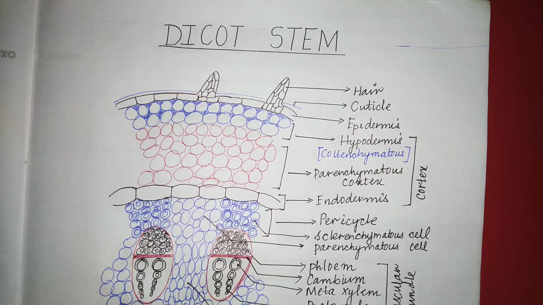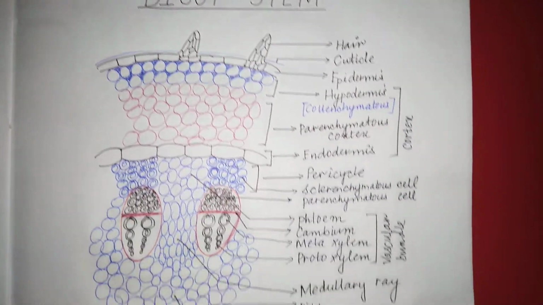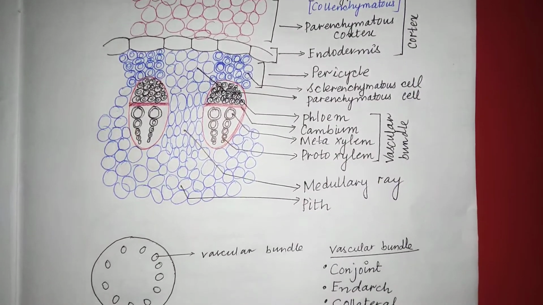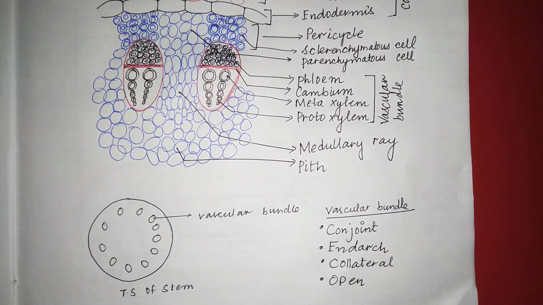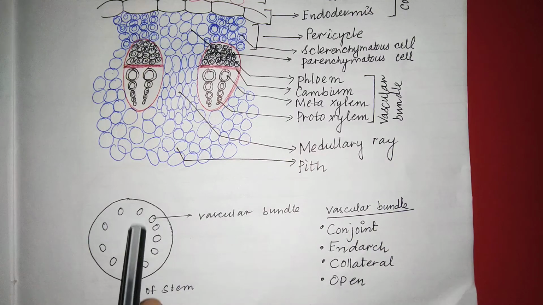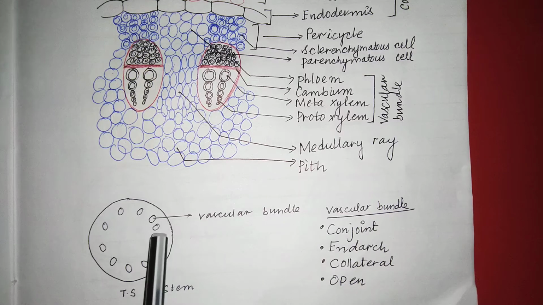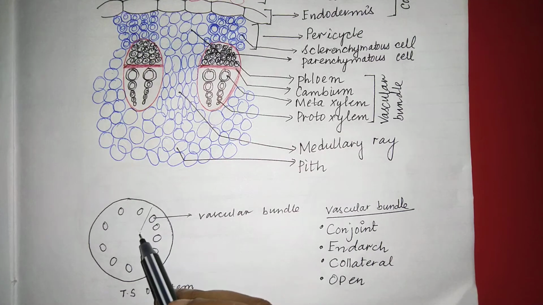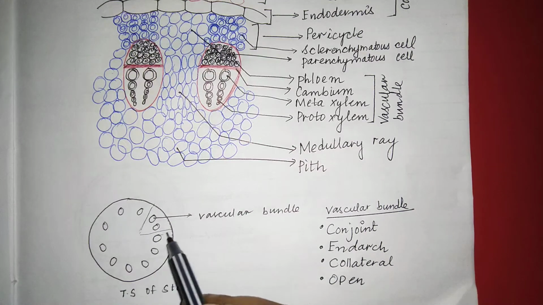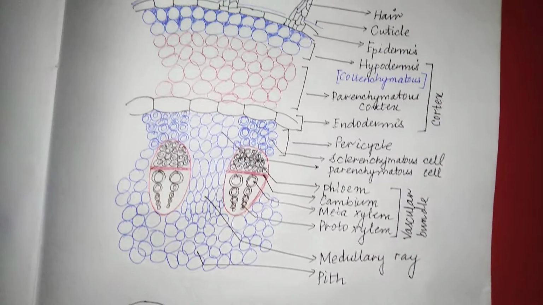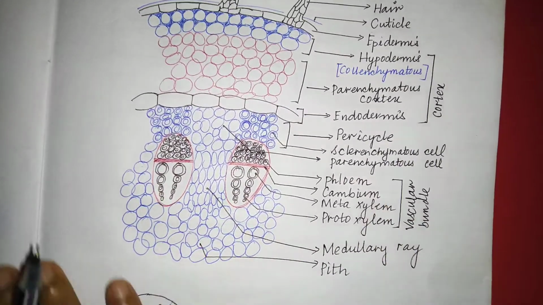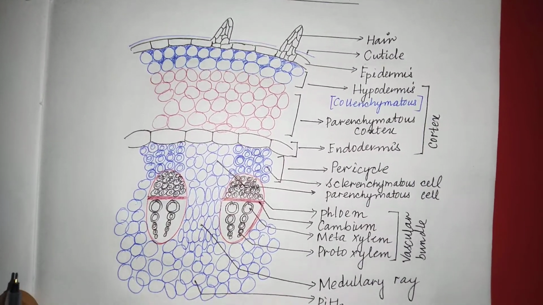Hello, today we will learn about transverse section of dicot stem. When we see the transverse section of dicot stem, the vascular bundles are arranged in a ring manner. The vascular bundles are present in a ring form. When we see this portion of vascular bundle, we will see how it looks from the inner side.